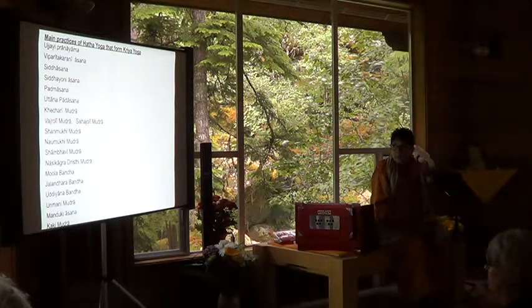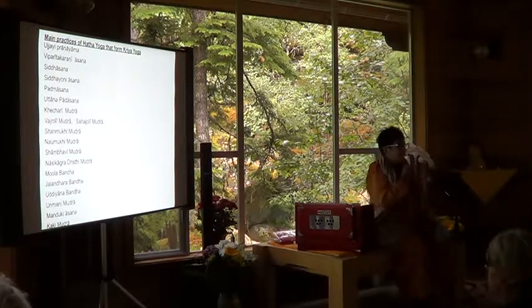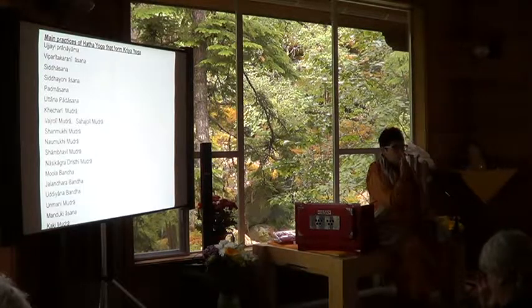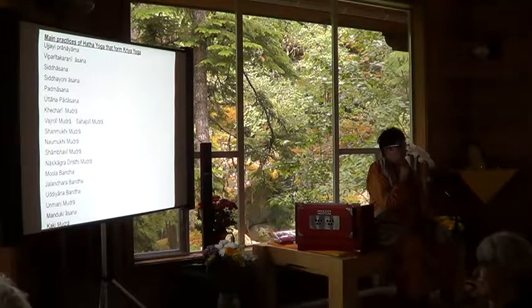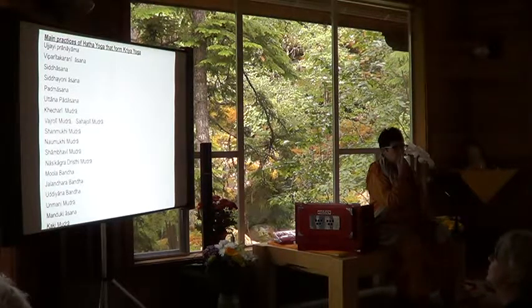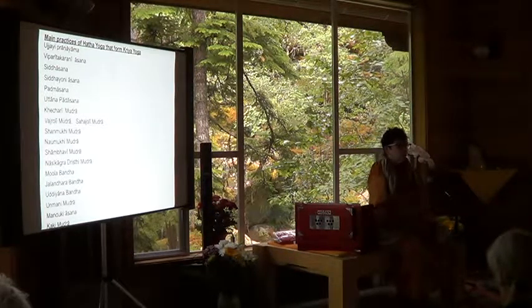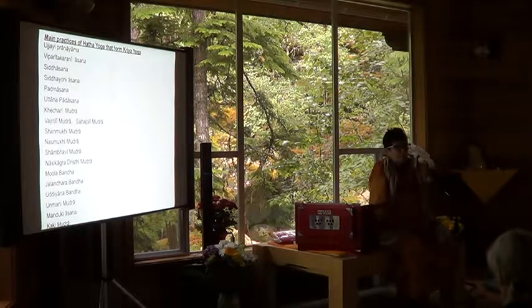Shambhavi. And then Nasikagra Drishti. So Nasika is the nostrils and Nasikagra is the nose tip, the point between the two nostrils. And Drishti is to see, to look. So we're looking at the nose tip. And this is another mudra that can occur spontaneously. All the practices occur spontaneously.